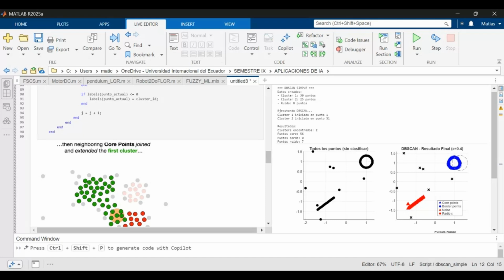What are the advantages of this algorithm? Basically, we do not need to specify the number of clusters beforehand. We handle noise and outliers effectively, as we can see, and it finds arbitrarily shaped clusters that are non-spherical, as in the case of other algorithms like fuzzy c-means.